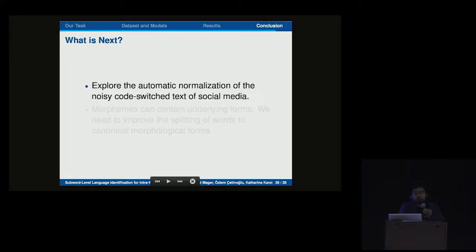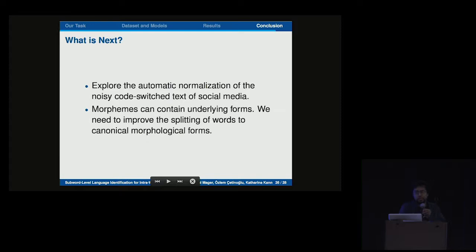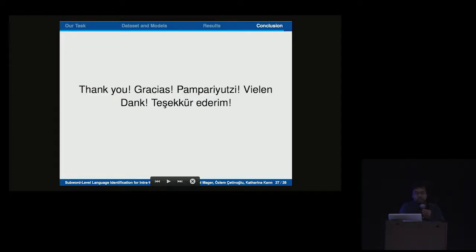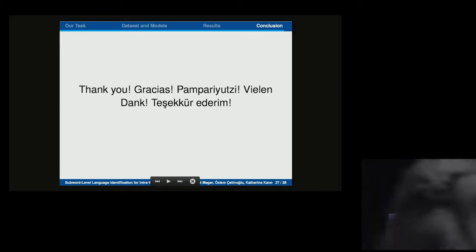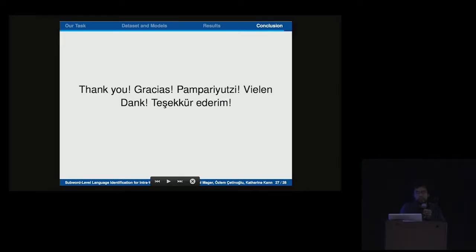So we, of course, want to explore normalization on noisy code-switched text on the internet to try to get more datasets. Then, of course, we also need to explore not only the surface level, but also some underlying phenomena in the morphology of the word. So this is another thing we want to explore for this kind of language. And yeah, that is it. Thank you very much, and I'm sure you have a lot of questions.